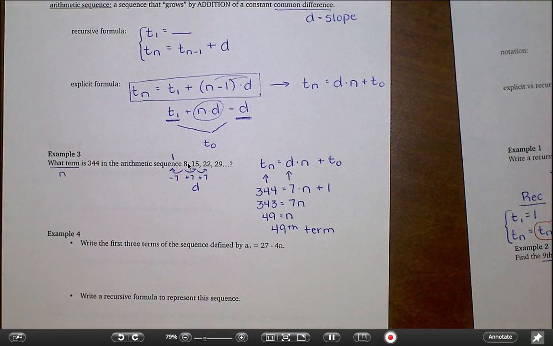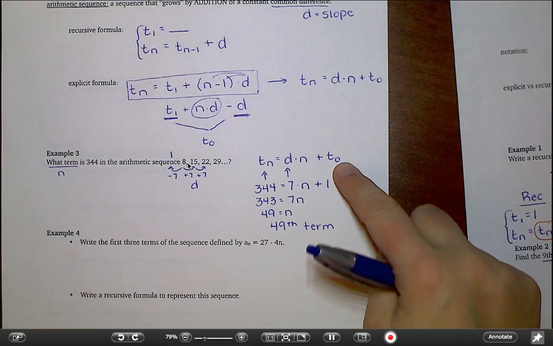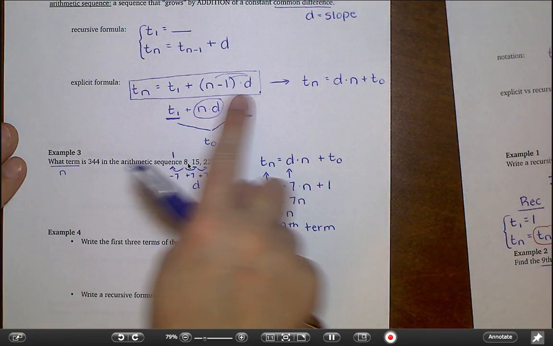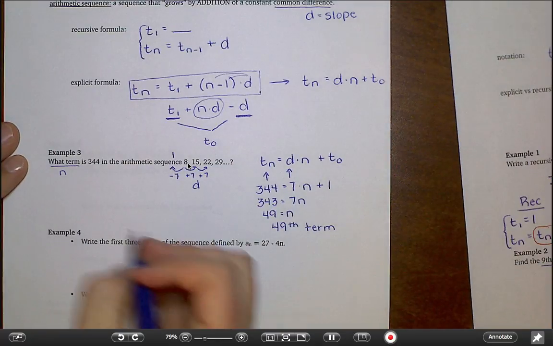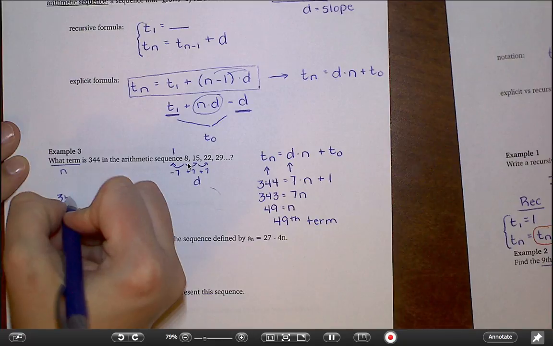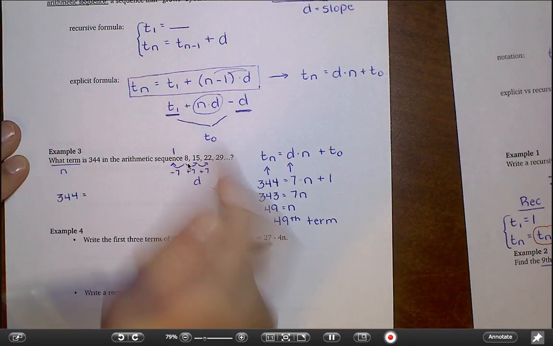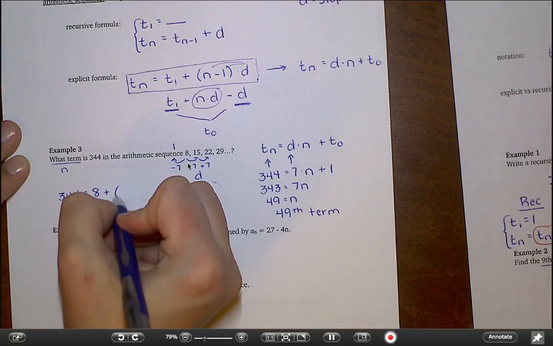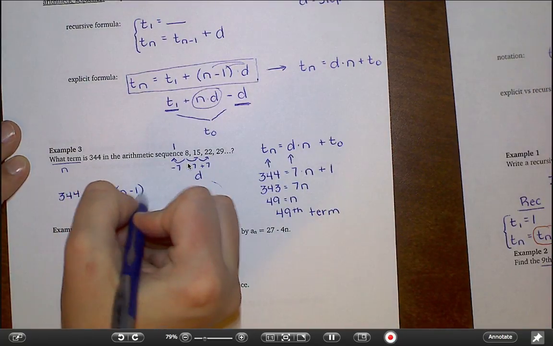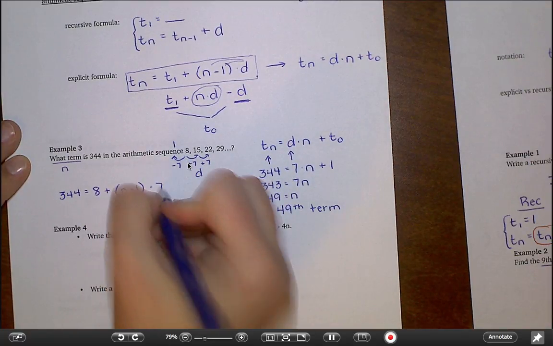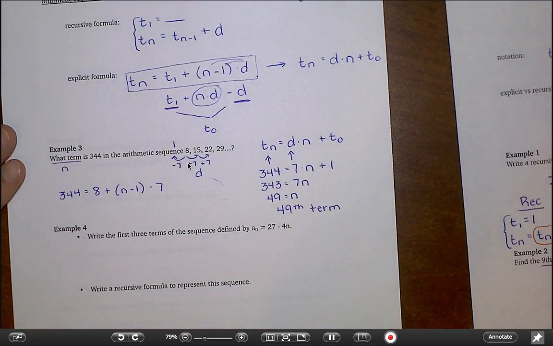Now, if you're still kind of fighting me on this formula, if this formula freaks you out, let's show what this would look like if we use the official book formula here. So term n would be 344. Term 1 would be 8. N is what we're solving for. And then we know our d value is 7. So again, this is using the book formula.